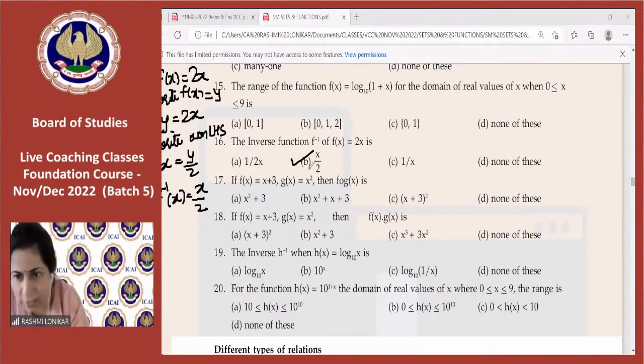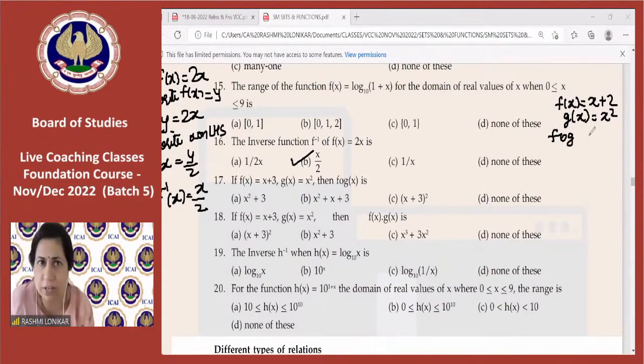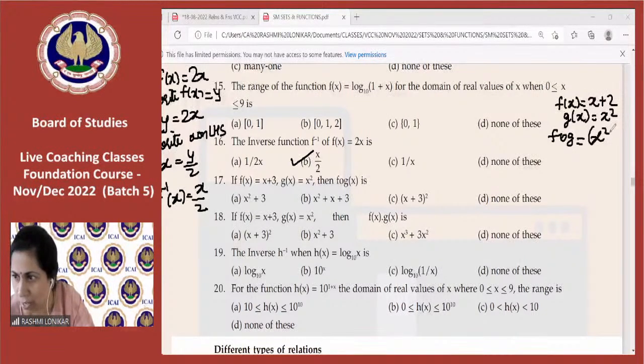Now let us see the 17th sum. f of x is x plus 3, g of x is x square, then f of g is how much? Okay, so let me try to do it over here. f(x) is equal to x plus 2 and g(x) is equal to x square. What are they asking? f of g. Wherever there is x in the f function, we will put the value of g. So f of g will be equal to, instead of x, I'm going to write x square plus 2.